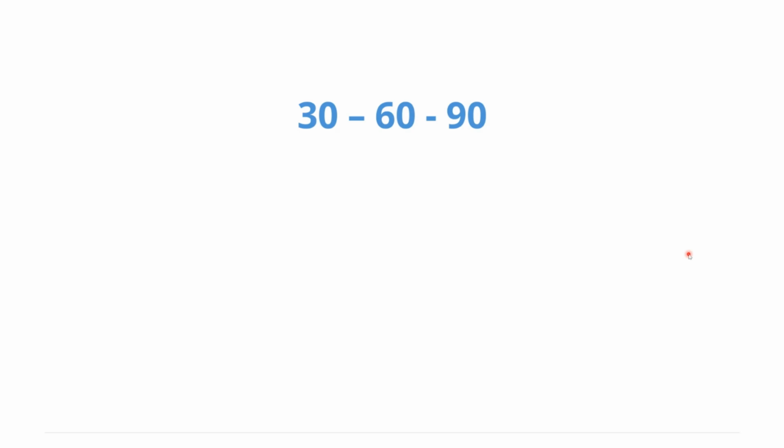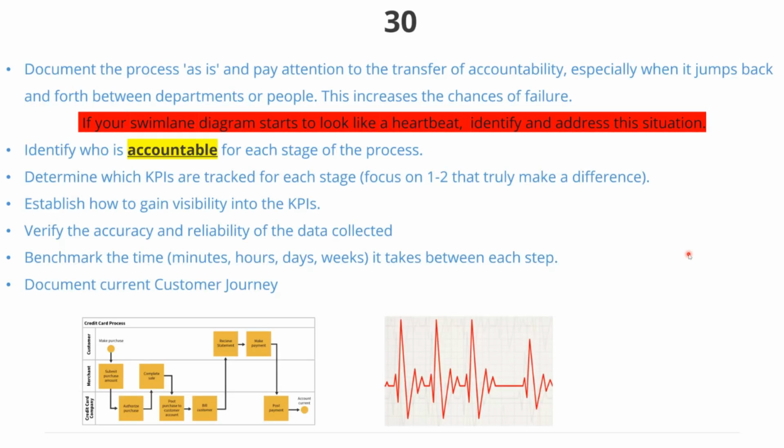So let's start with 30, and let's slow down a bit and discuss each one. For example, number one, document process as is, and this is extremely important. First step for us is to document the process the way it is happening now. Please, restrain yourself from having aha moments and criticizing the process you have right now, etc.